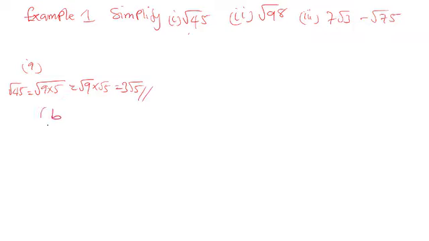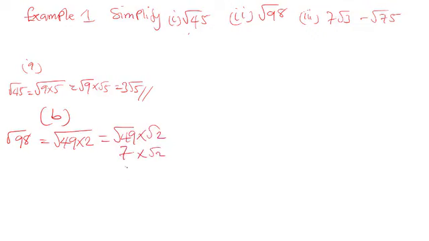Now let's go into B, the second part. Root 98 is equal to, we now have 98 is the same thing as 49 times 2. Root 49 times 2, and according to our rule for surds, is root 49 times root 2. But remember, root 49 is 7, times root 2. So our value is 7 root 2. This is for B.